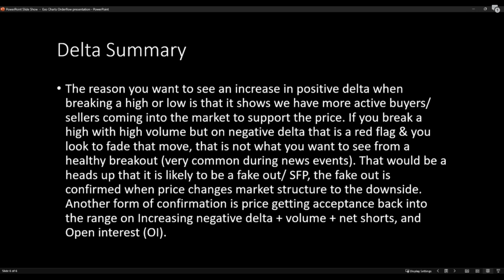If price breaks a high with high volume, but on negative delta, that's a red flag, and you should look to fade that move. So that would be considered your swing failure pattern or liquidity grab.